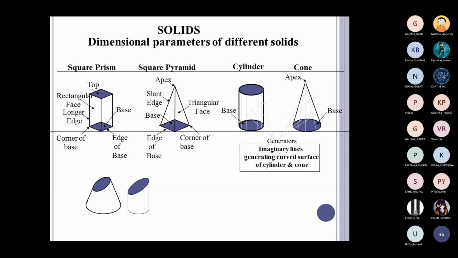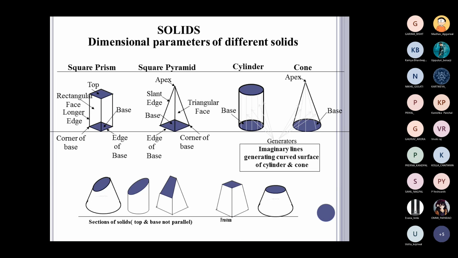With respect to that, there is one more category. If we are going to cut that solid with the help of a plane, there are two categories. Section of solids is when we cut any solid component at an inclination.